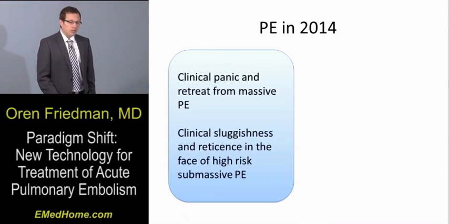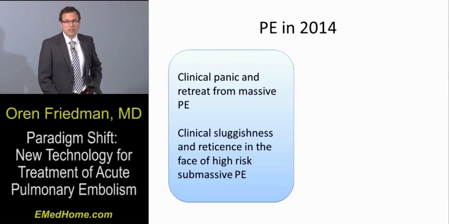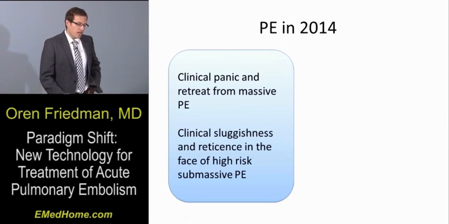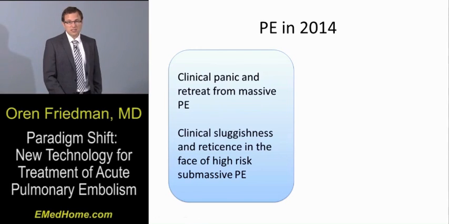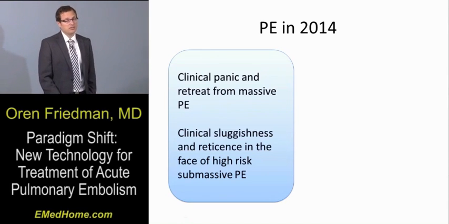So to take a step back, where are we with pulmonary embolism in 2014? Well, I still would suggest that there is a whole lot of clinical panic, and in fact often a retreat from those patients who have massive pulmonary emboli. These are the kind of patients that a lot of doctors want to run the other way from. Put them on heparin, run away. They're nervous about giving them IV systemic thrombolytics. Maybe the resources aren't there for surgical embolectomy. I would also offer that with submassive pulmonary emboli, there is still a whole lot of clinical sluggishness and reticence in the face of some high-risk patients.